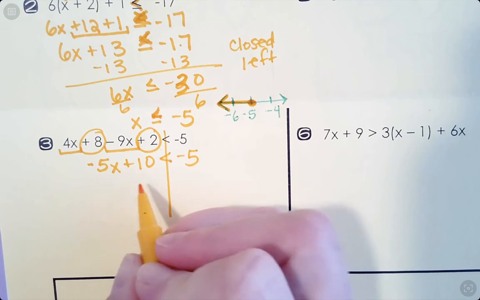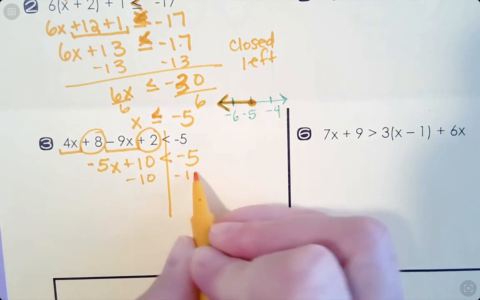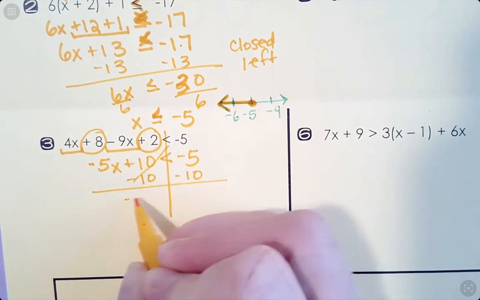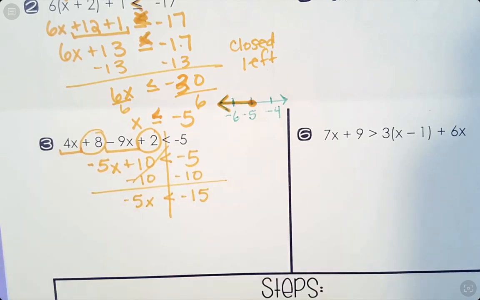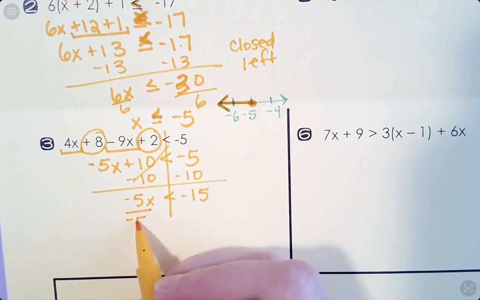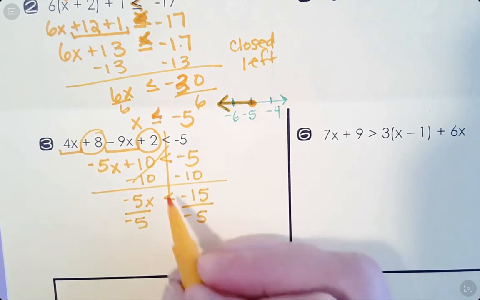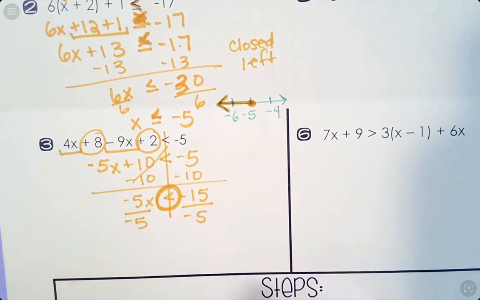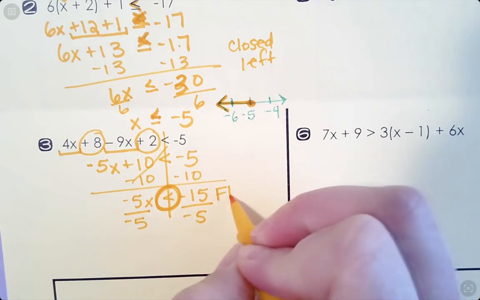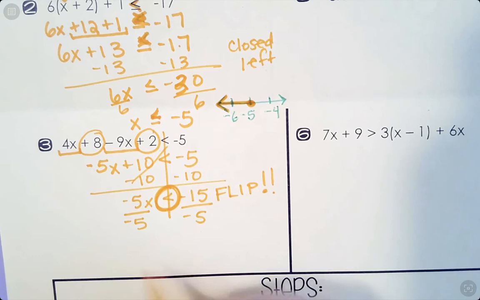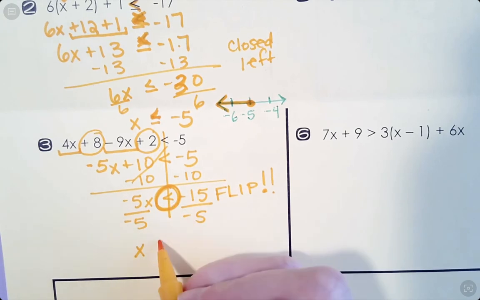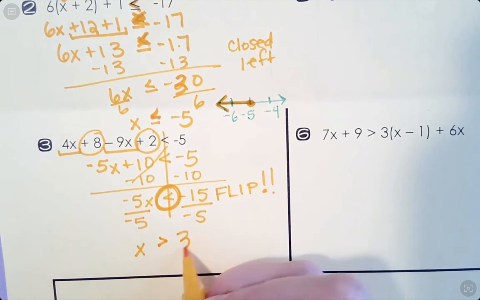Move the positive 10 by subtracting it. The negative 5x is less than negative 15. Now we're dividing by a negative 5. Dividing by a negative 5, we are going to flip that sign. So now it's going to be x is greater than positive 3.